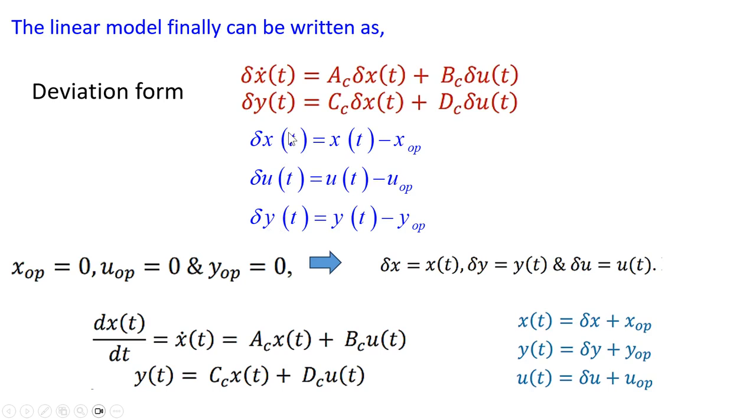In the special case where the operating points are 0, we will have a simplified form of this linear equation. And in this case, the linear model is written as follows. This is the form which is very familiar to the students. Please remember that this form is only for the special case. So the general form is the deviation form, and we should always remember to subtract operating points when we want to calculate the deviation.